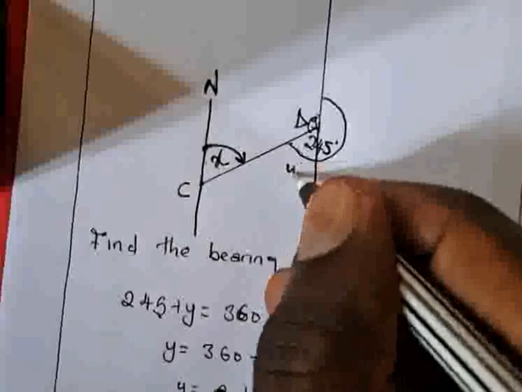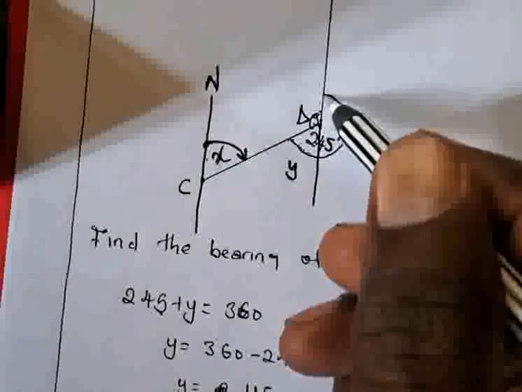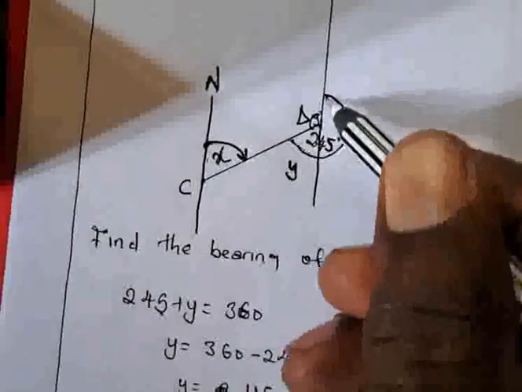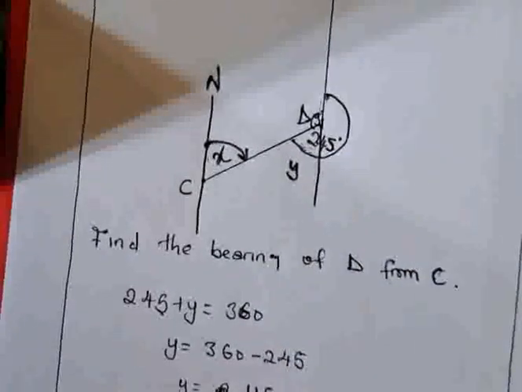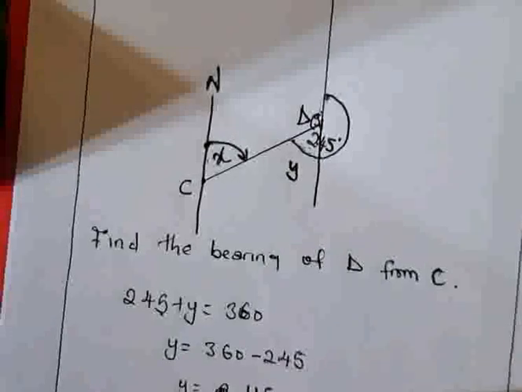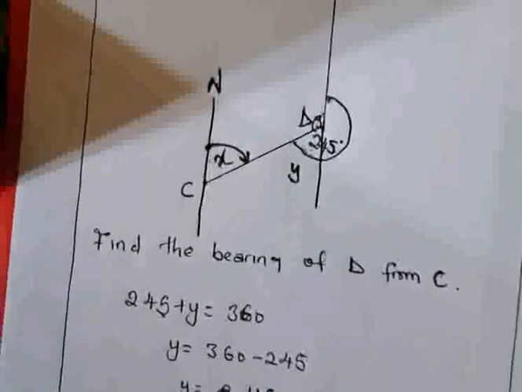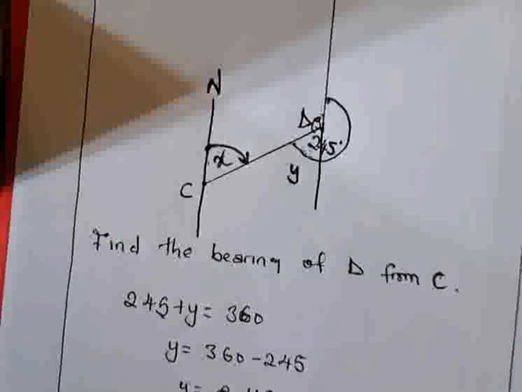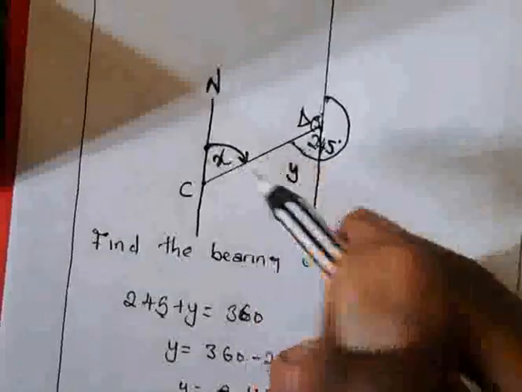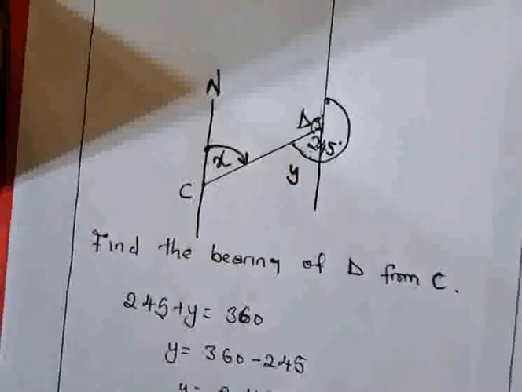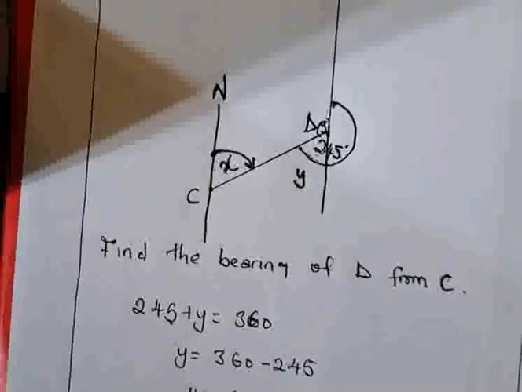I'll make this one my Y again. That's the method too. Since from here up to here is 245, and I know that from here up to here is 180, this part is 245 minus 180. Am I fast? All right. So 245 minus 180, and you find that Y is equal to 65. These and these are just alternate angles, and that's the answer. So the bearing of D from C is 65.